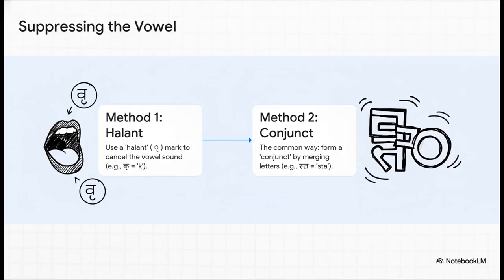So how do you shut off that default sound? Well, there are basically two ways. The first is using this little mark underneath called a halant. It's like a little off switch. But the more common way, the way you'll see most of the time, is to form a conjunct. And that's just a fancy word for mashing the two letters together to create a brand new shape.